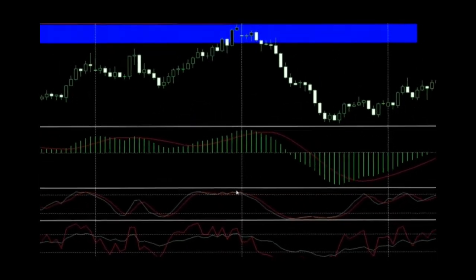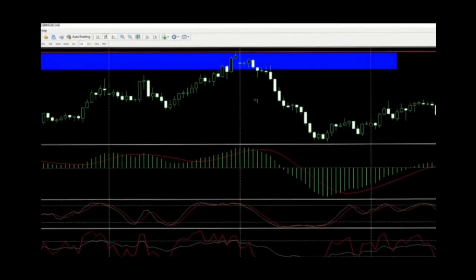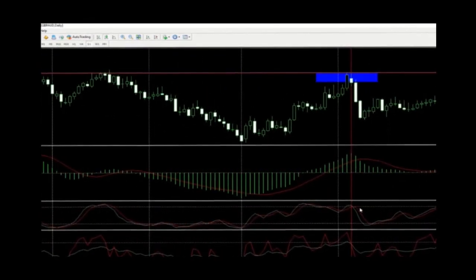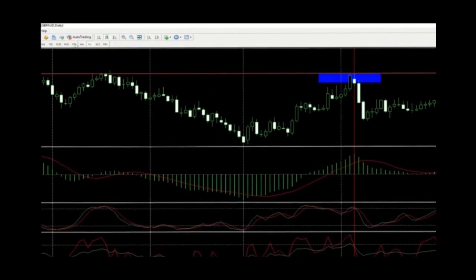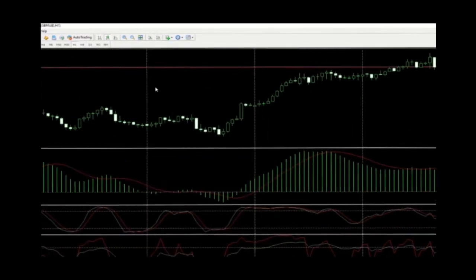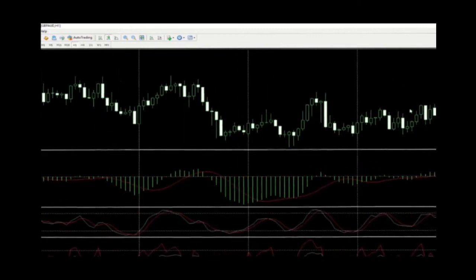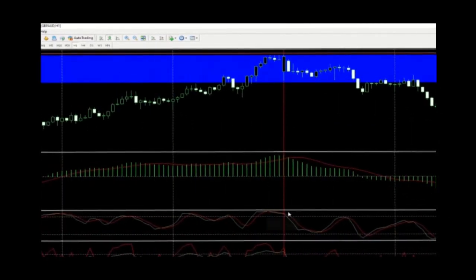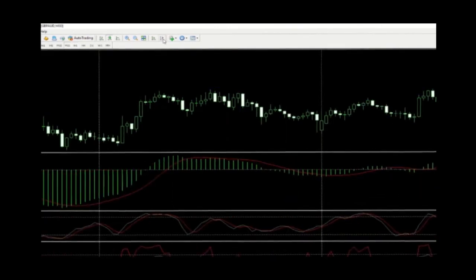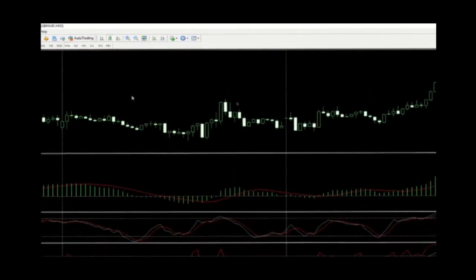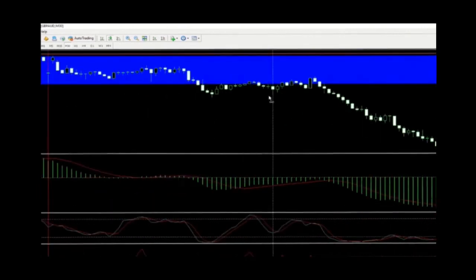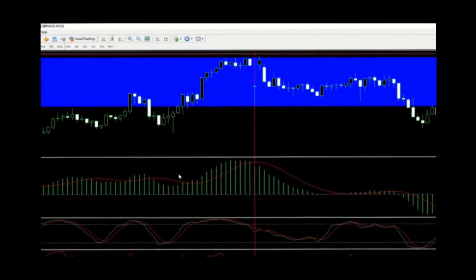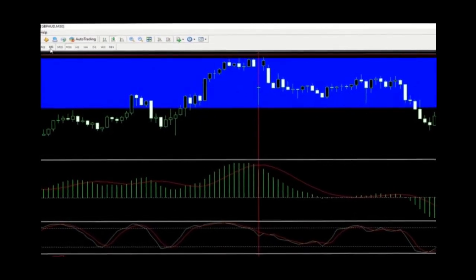Stochastic, it's above 80 on daily. And let's look at the same thing on H4. Stochastic above 80. Let's look at H1. Same thing. And M30, same thing. Okay, M15 will be the same, M5 will be the same.